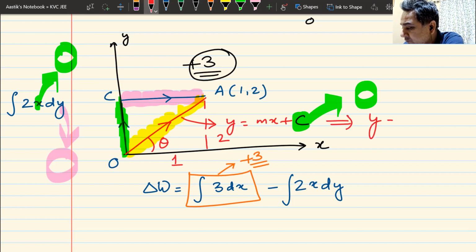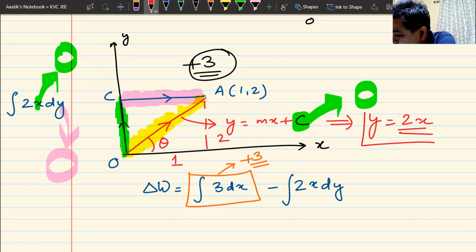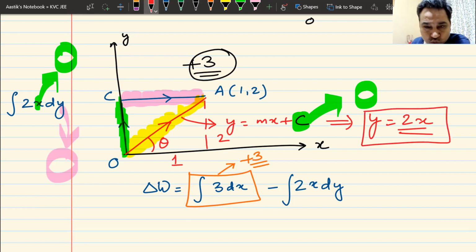Yes or no? You all understand this? Can I have some hands raised if you understand this? Okay. Y is 2x. X is equal to y by 2. That is correct. So I'll just put the value here. Y is 2x, so x is y by 2. I'll put the values here in this integral.